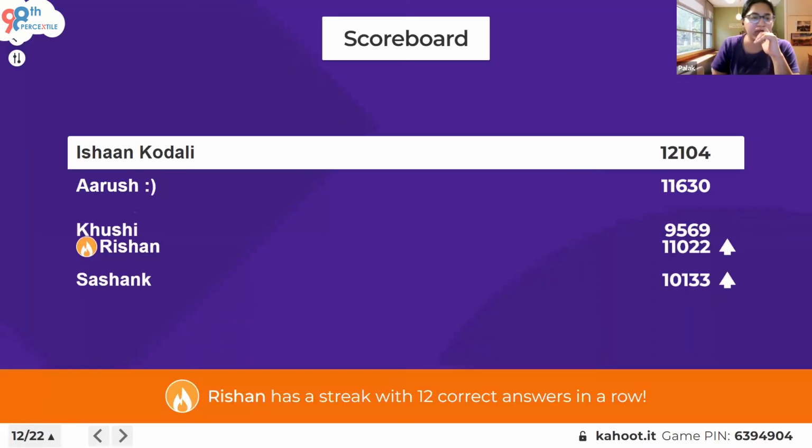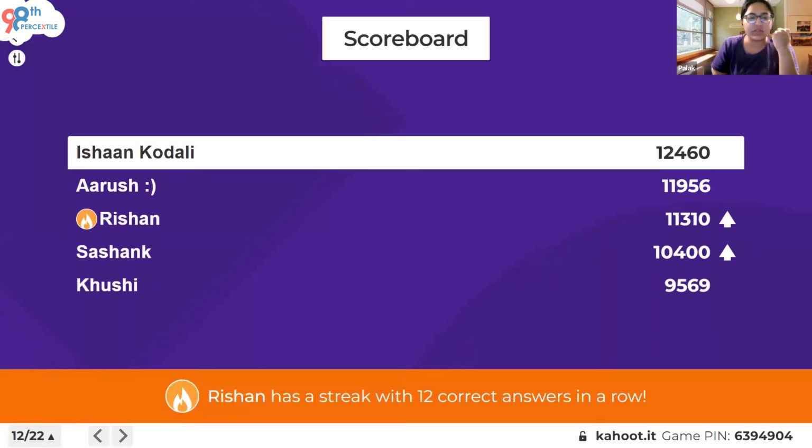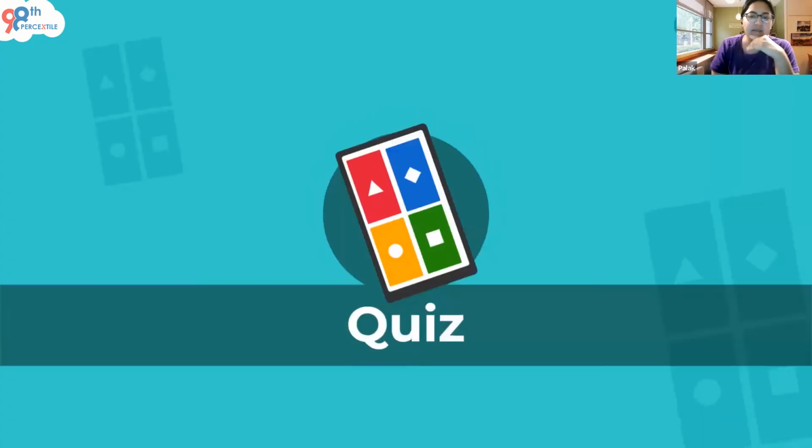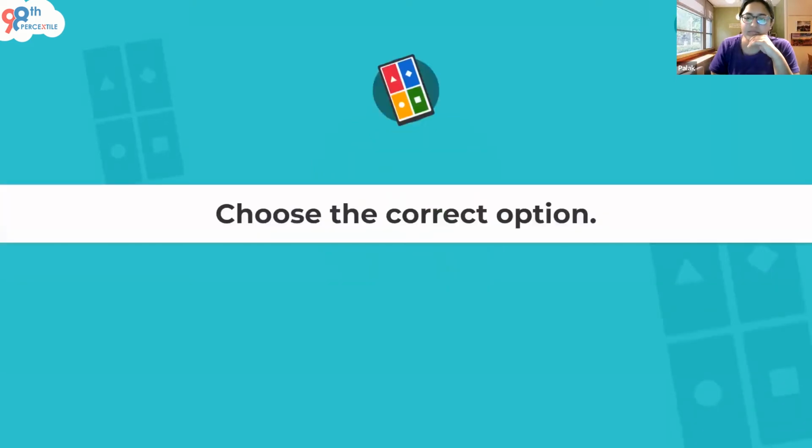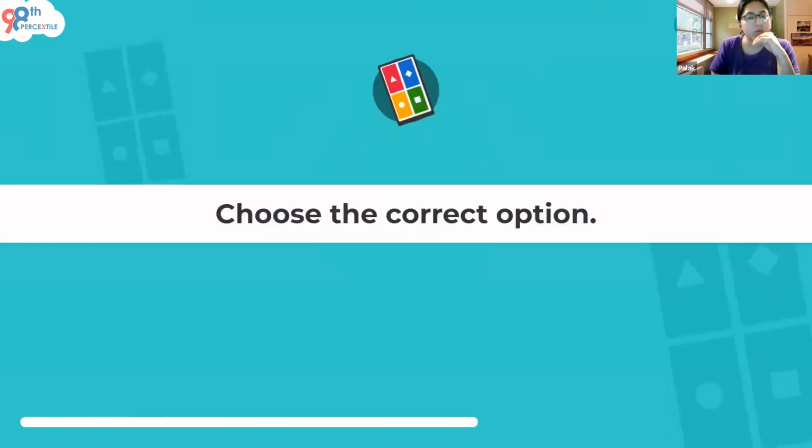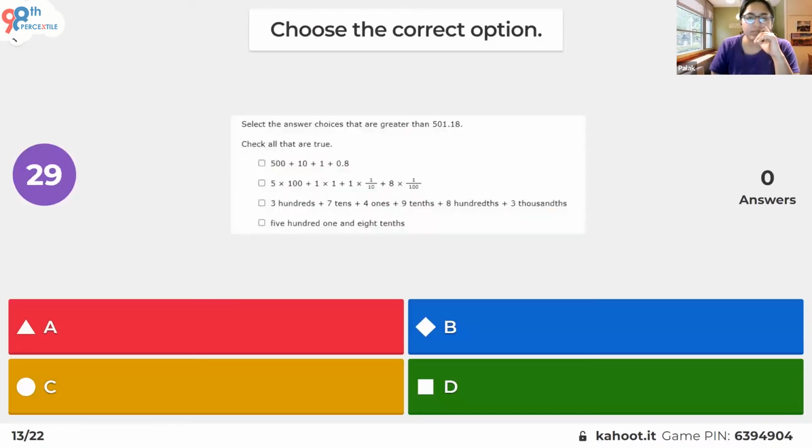Having a quick check at the scoreboard, it's just fluctuating between 2 or 3 people. So Ishan has quite set up his camp at the number 1 position. Okay, so again, you need to choose the correct option over here. Select the correct choices that are greater than 501.18.